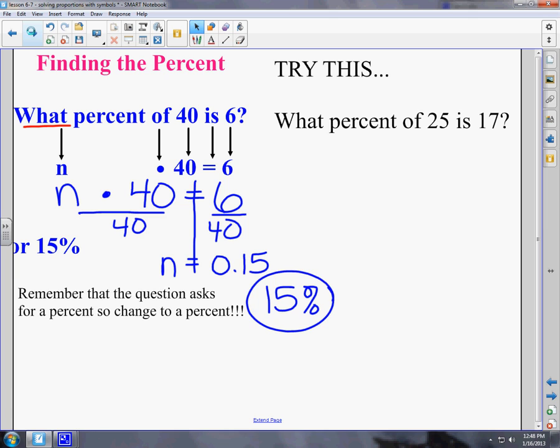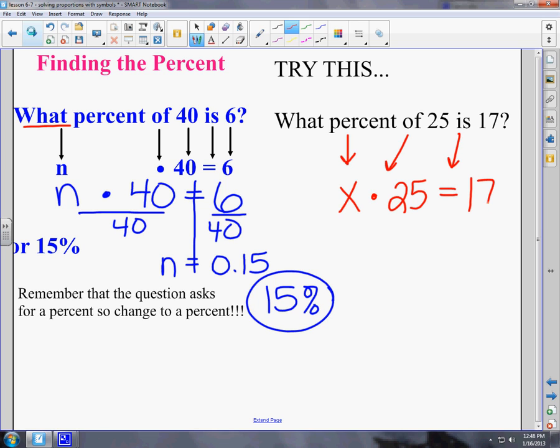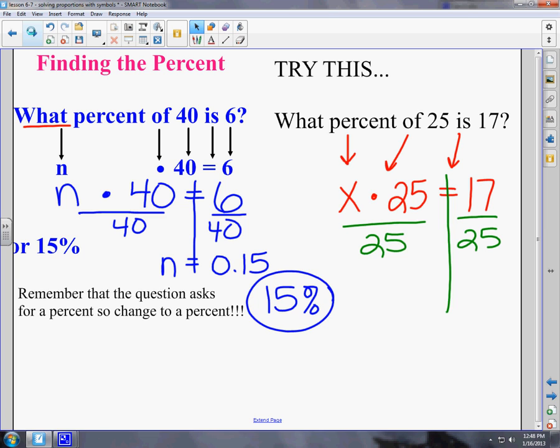So try this next one. Make it into an equation, and then we'll go over it. Okay, so what percent becomes X. Of is times, and then I have 25. Is equals, and then I have 17. So X times 25 equals 17. So I draw a line. I divide by 25 because that's the opposite of multiplication. So 17 divided by 25. So X equals 0.68, which is 68%.